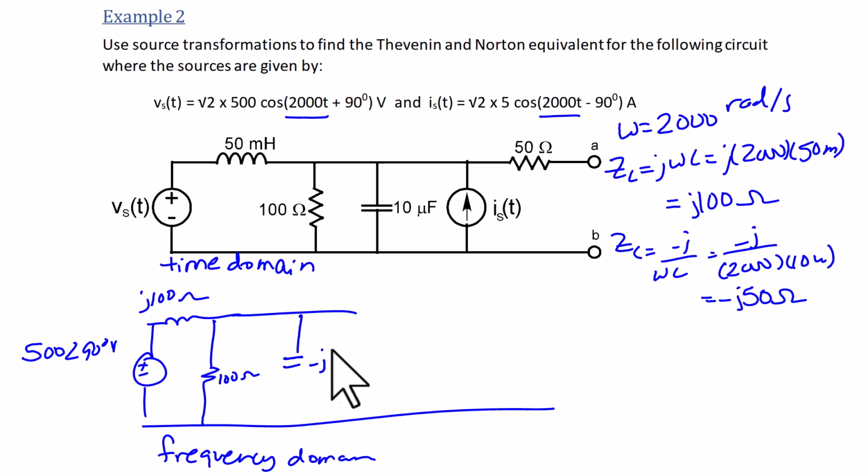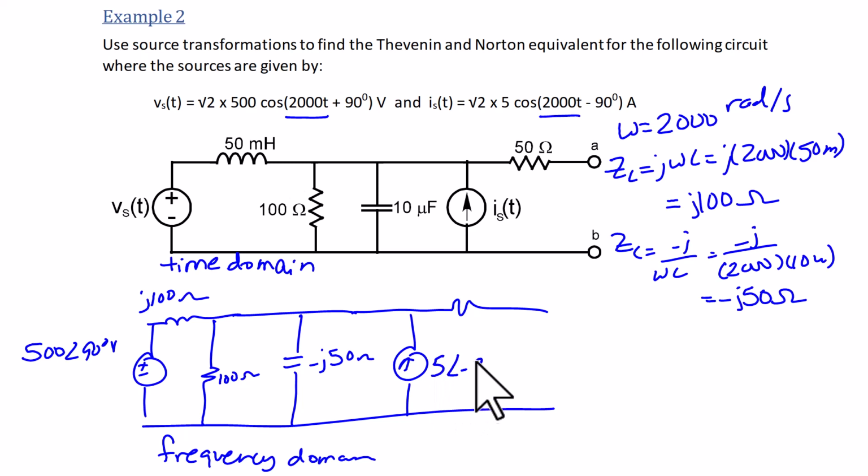The voltage source is 500 with an angle of 90 degrees. Then the inductor is j100 ohms. The resistor is 100 ohms. The capacitor is negative j50 ohms. The current source is 5 with an angle of negative 90 degrees. Then we have the 50 ohm resistor.